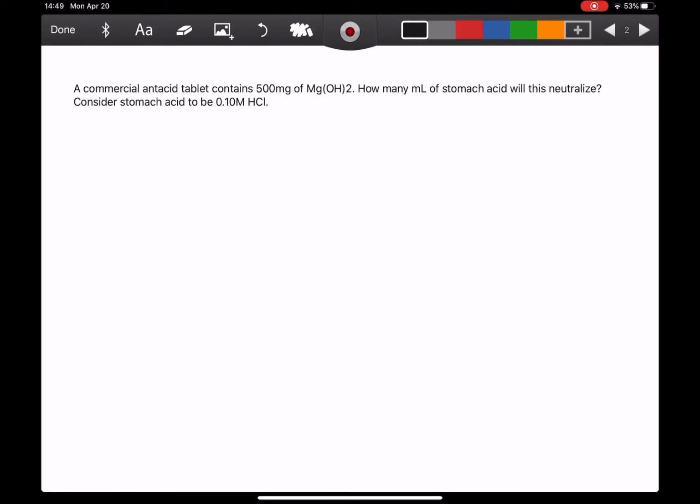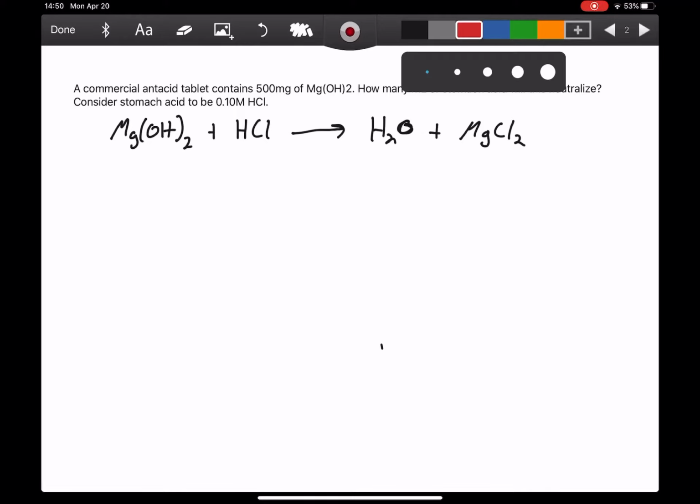The first step here is going to be to write a balanced chemical equation. So magnesium hydroxide has two hydroxy groups on it, plus HCl is going to form water plus magnesium chloride. Now, upon just quick balancing, we see that we're going to need two acids for every one magnesium hydroxide, which will give us two waters and one magnesium chloride. So now that we've done this, we're ready to solve for the milliliters of acid neutralized.